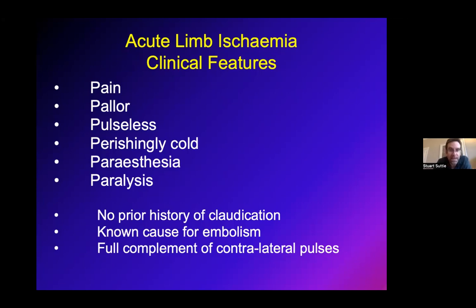What's also key in the features in the history is there's no prior history of intermittent claudication in that limb. That is key. In an ideal world, we'll find a cause for the embolism. We don't always find the cause, but it does help make the diagnosis. And again, in an ideal world, the embolus or the acute limb will affect one limb, meaning that the other limb should have a full complement of pulses. This all aids and points towards the diagnosis of acute versus acute and chronic.